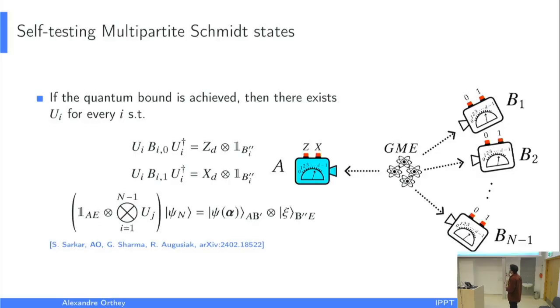And then at the end of the day, you can show that if you see the maximal violation of that inequality, then the state that you have is local unitarily equivalent to the multipartite Schmidt state. And also the measurements that all the Bobs are performing are equivalent to Z and X.